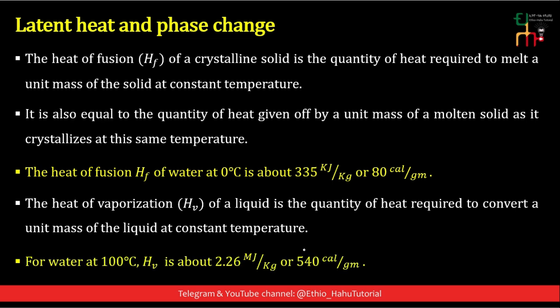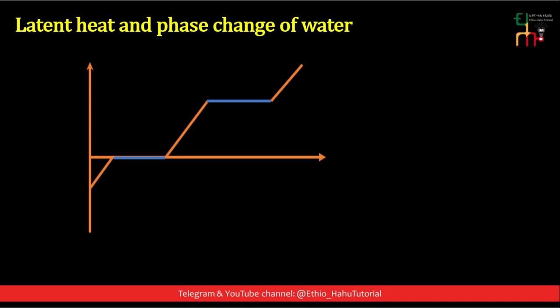Again, if we take water as an example, the latent heat of vaporization of water at 100 degrees Celsius is about 2.26 megajoule per kilogram or 540 calorie per gram. To see this, let's consider water. As we know, most substances exist in solid state, liquid state, and gaseous state. Water can exist in the form of solid state, in the form of liquid state, and in the form of gaseous state.